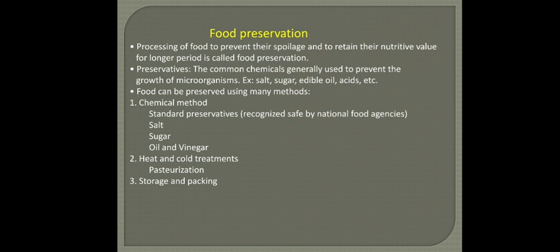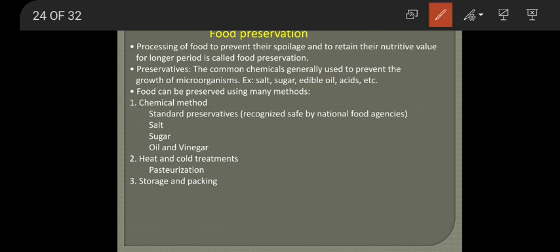Second method given here is heat and cold treatment. So when we heat the food or when you keep the food at low temperature, the growth of microorganisms will not take place very easily, because high temperature and low temperature both will not allow the growth of microbes. Most of the microbes cannot survive in high temperature as well as low temperature. That's why to preserve the food items, any food which you have cooked, you can heat it and keep it, or you can preserve it in your refrigerator where the temperature is very, very low.